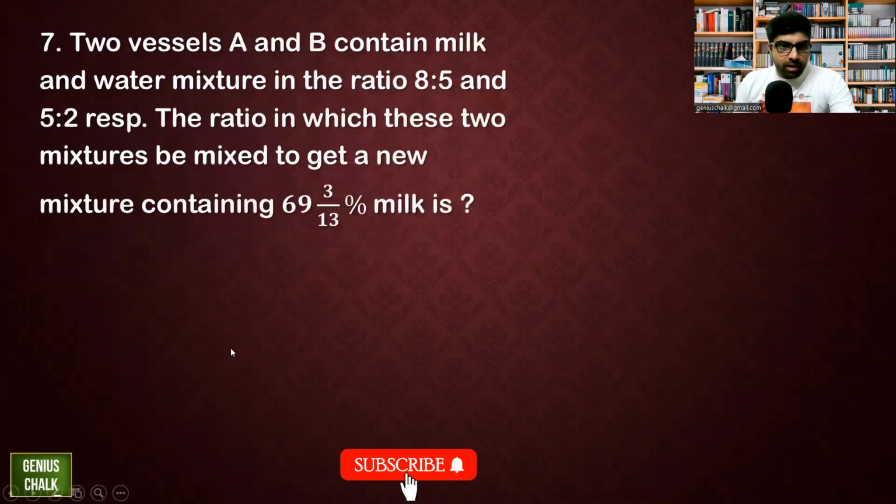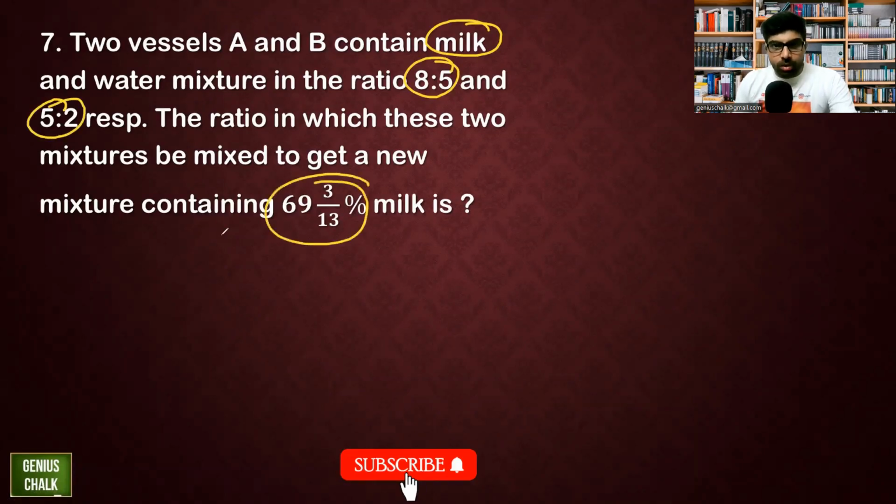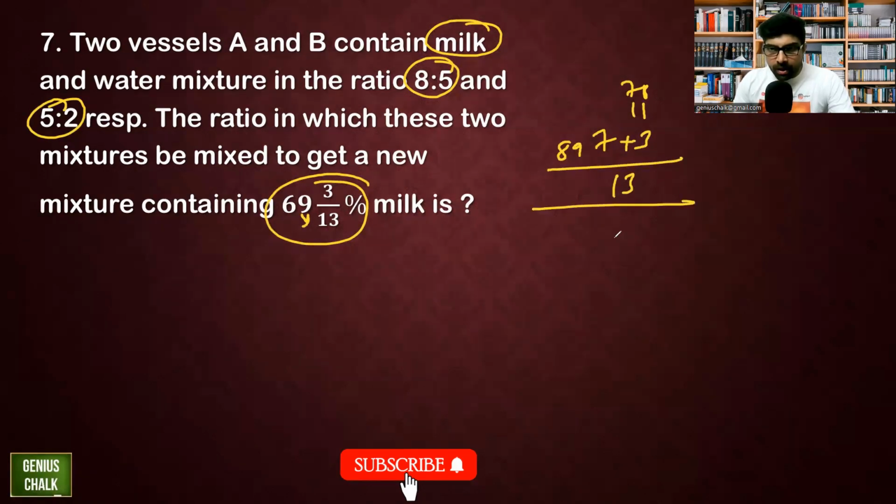It says 2 vessels A and B contain milk and water in the ratio 8:5 and 5:2 respectively. First let's solve this, because we have to get the ratio. If you multiply 69 3/13, that is 13 9s are 117, 13 6s are 78 plus 11, 89, 897 plus 3 by 13, and by 100 as well, because of percentage. So this becomes 900 by 1300.